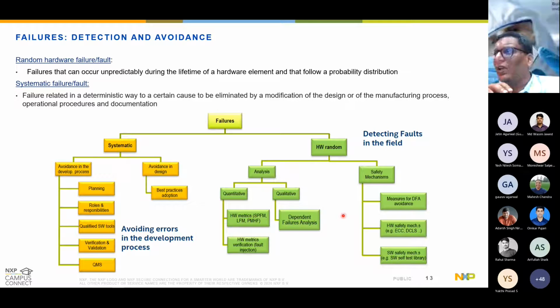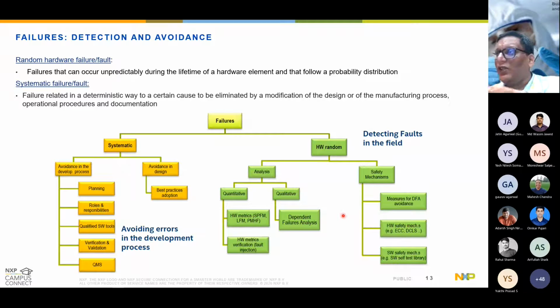In the next slide, I will show an example of the different safety mechanisms we put in on the chip to catch these random failures. Now, you can always put more and more safety mechanisms on the chip, but your die size will increase and the cost will increase. So what's the right level of coverage that you should get, or the right level of mechanisms that you should put?